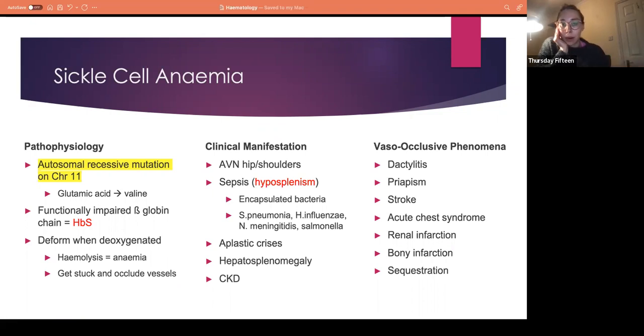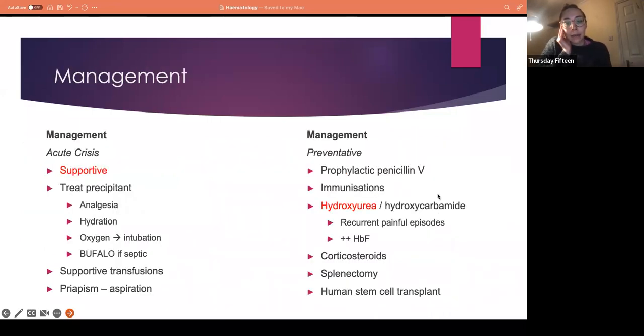Sequestration is blocking of the blood being able to leave the spleen. They're obviously acutely painful, and they're all precipitated by physiological stress on the body, so if they're hypoxic, if they're dehydrated, things like that. That's why the management of these acute crises is generally supportive, so you treat the precipitant. You give pain relief, hydration, oxygen, you can even intubate people if you really need to. Then you do your classic buffalo if they were a septic patient. If they're really anemic and symptomatic, you can give supportive transfusions. And if they've got priapism, you can aspirate the blood from the penis in emergency situations.